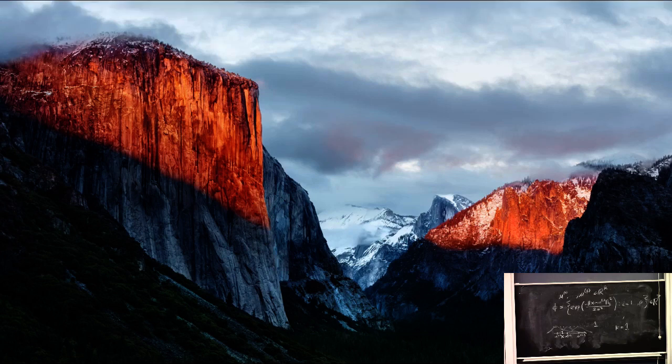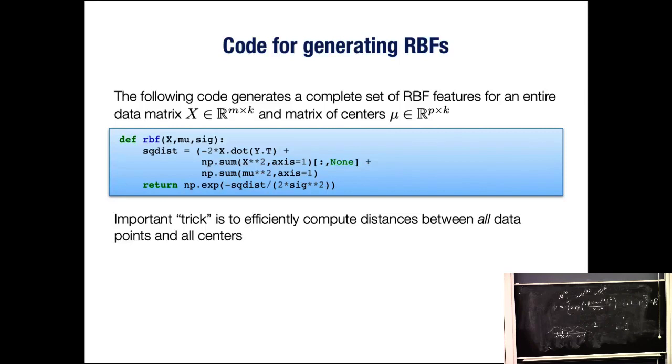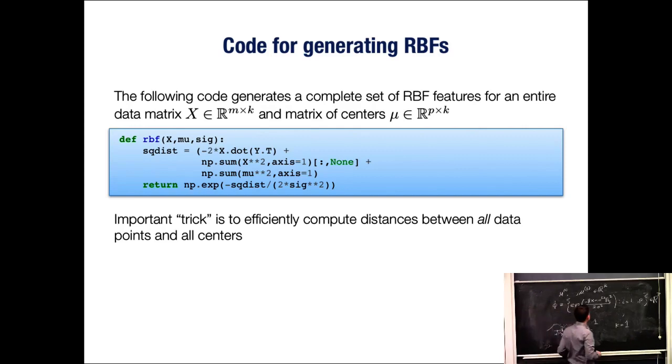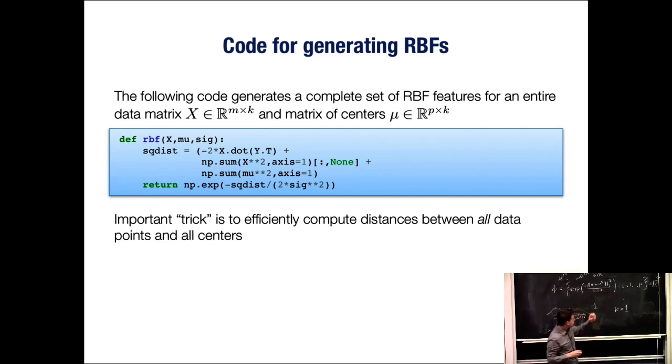Mu is P by K. And what I do here is I basically construct all those things, again, using a trick that makes the thing more efficient. So what I'm doing here, for those that care, is the hard part of computing radial basis function features is you have to compute all these distances, right? So I have to compute a matrix of all pairwise distances between every mu and every x.